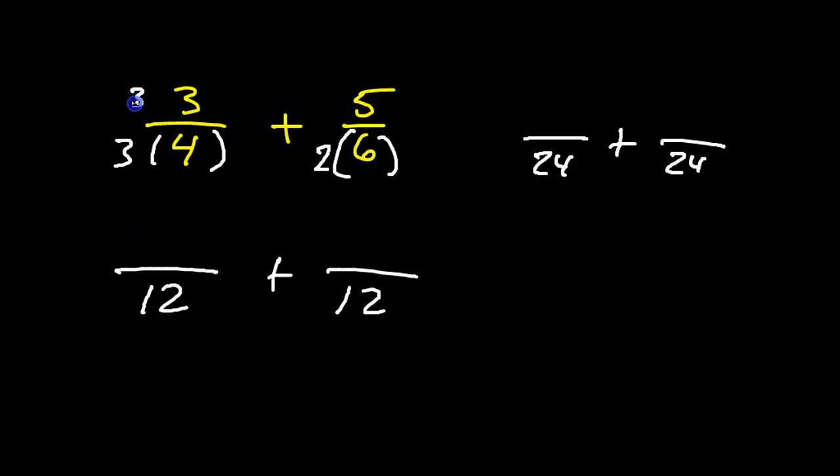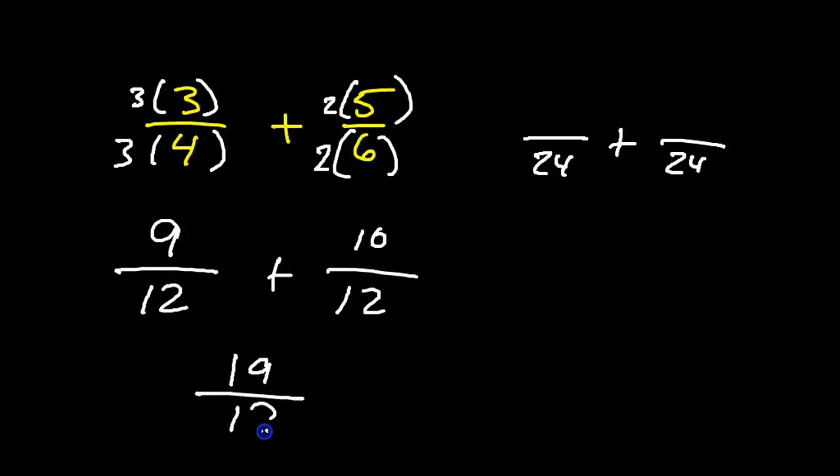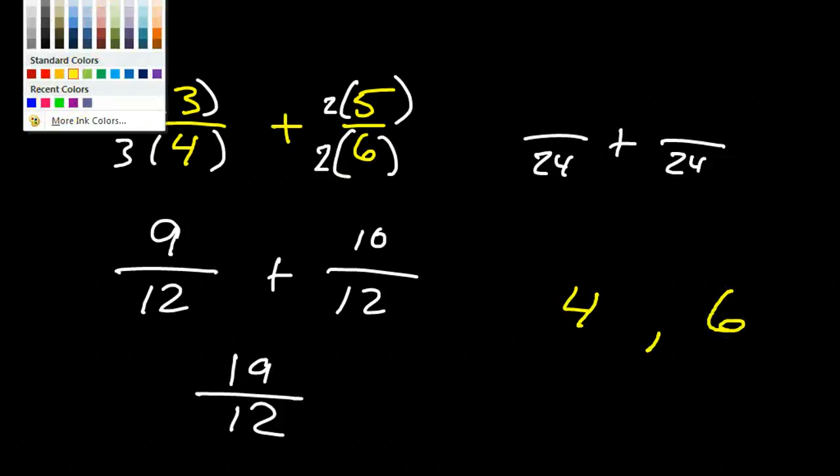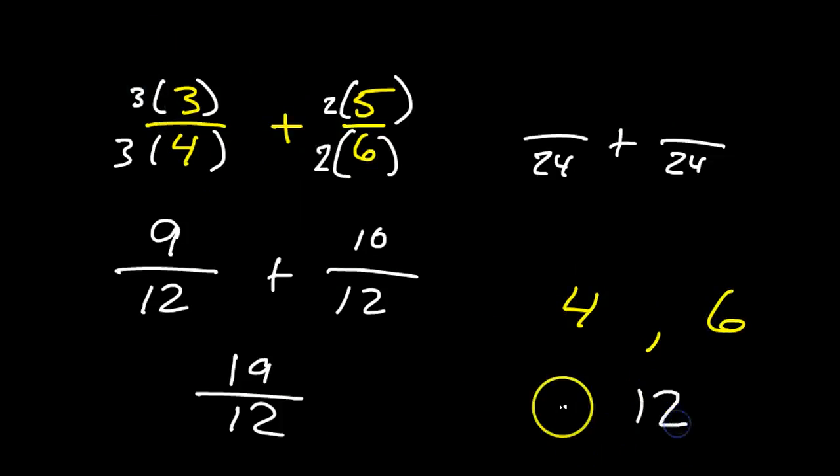And of course, just to continue with this example, we would do the numerators too, and that would make 9 over 12 plus 10 over 12, and these would add together and make 19 over 12. Okay, but the concept that we're going to focus on is least common multiple. And in this case, if we look at 4 and we look at 6, the least common multiple is the 12 that we turn them both into.